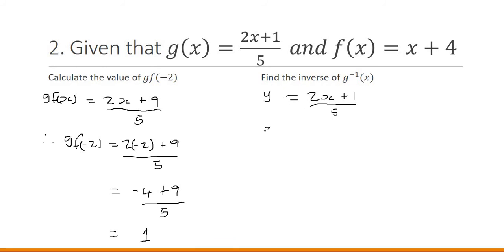So it's going to be x equal to (2y plus 1) all over 5. At this stage, we are going to transpose for y, meaning that we want y to equal to something. So we need to get rid of the denominator of 5 here. So what we can do is to multiply both sides by 5.